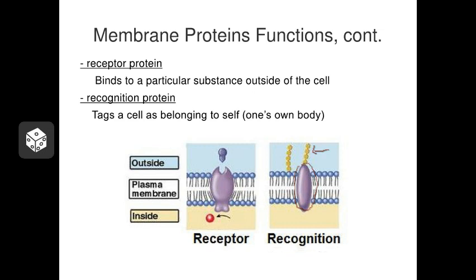Oftentimes, immune cells, such as white blood cells, patrol your body, and they're constantly looking for invaders. So they will come up to a cell and look at the proteins on the membrane. If the recognition proteins are not the ones they recognize, in other words, if that cell doesn't have the right ID, that immune cell might try to kill it because it thinks it's not supposed to be there. So recognition proteins are very important for recognizing self from non-self, from things that are supposed to be in an organism, from things that are not supposed to be there.